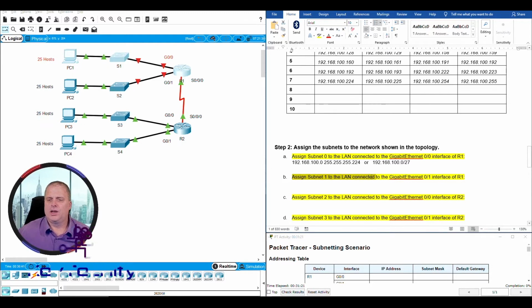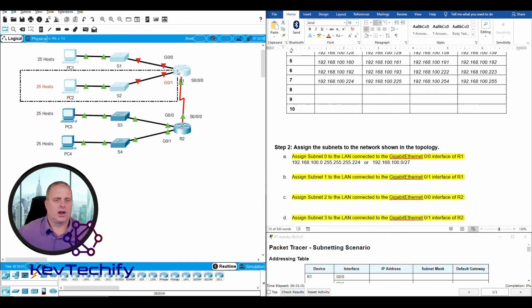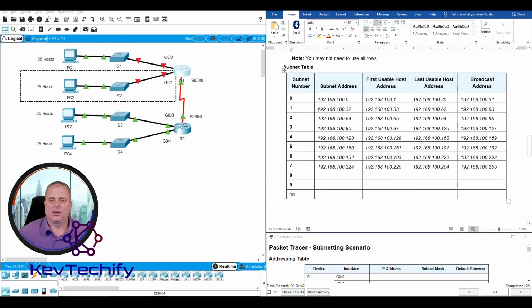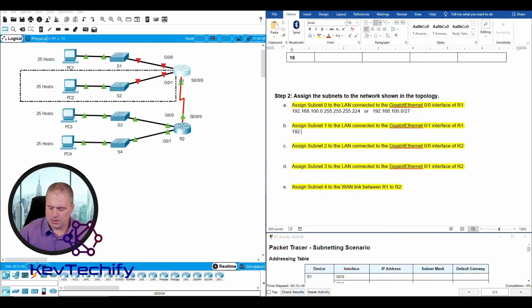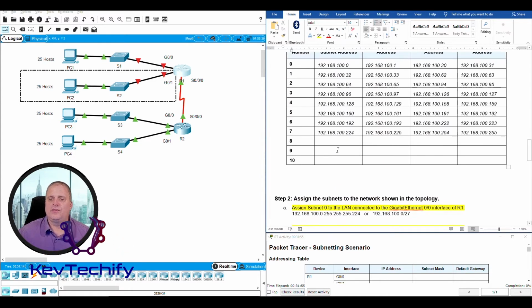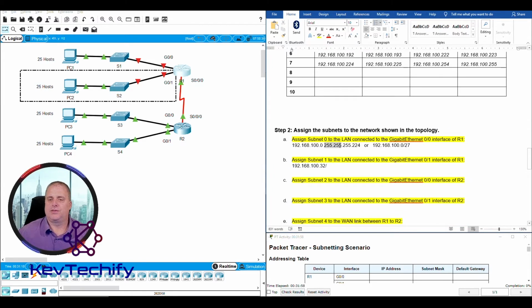Step B, assign subnet 1 to the gig Ethernet 01 interface on R1, that is, we are looking at this network right here. This is R1, this is the gig 0 interface. This network, the network with PC2, switch 2, we're going to assign subnet 1, or our second network. That's right here, 192.168.100.32, and it's the same subnet mask all the way down for all of these networks. It's 255.255.255.224, or it's a /27. And like I said, I will use the /27 at this point because I prefer that method.